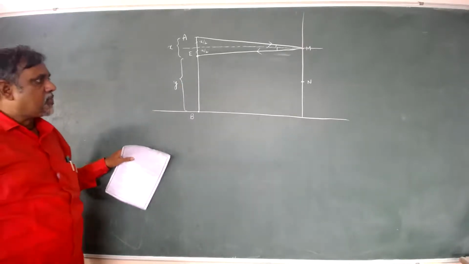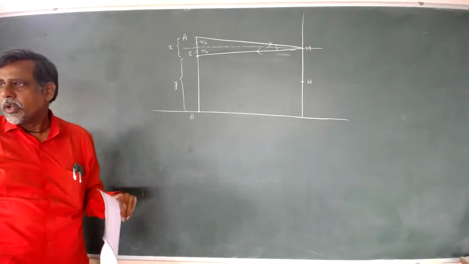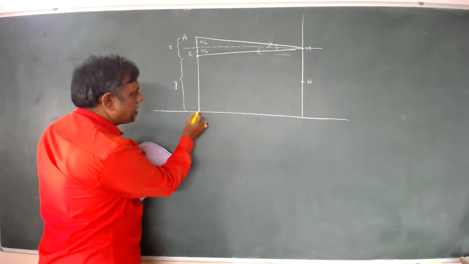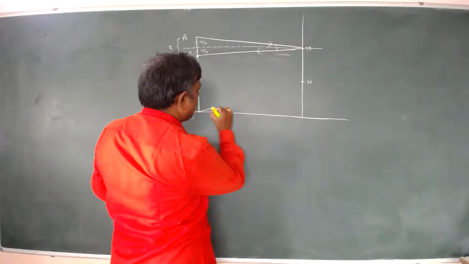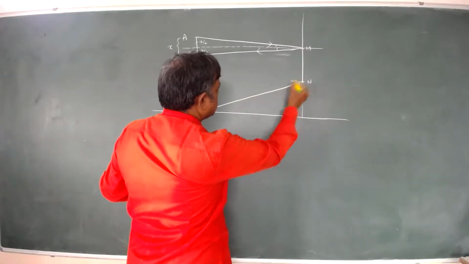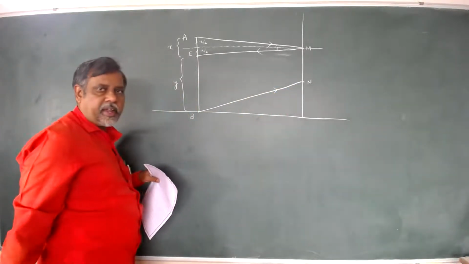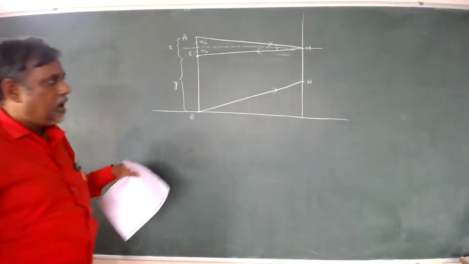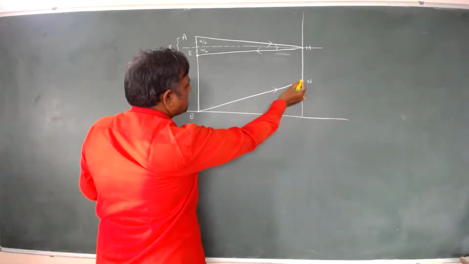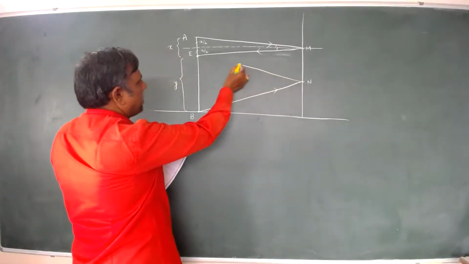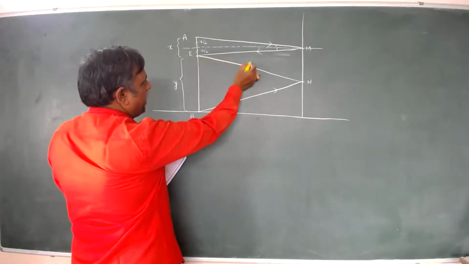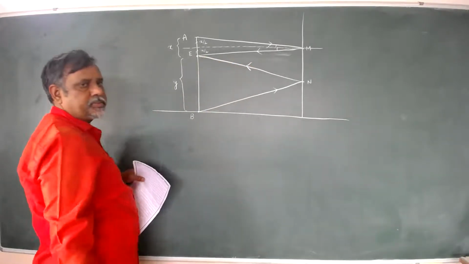And if the observer wants to see his feet, the light rays have to travel like this, from B. Even this light ray has to undergo reflection. After reflection, this light ray will just reach the eye of the observer. This is the way the reflected ray moves.